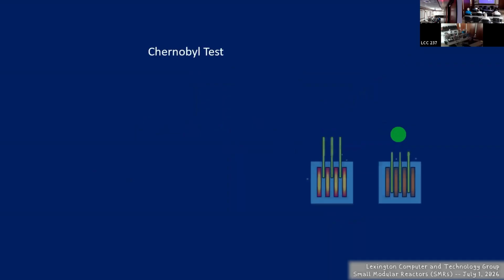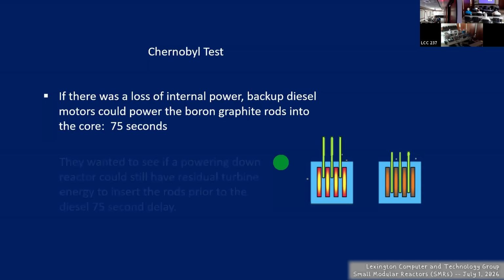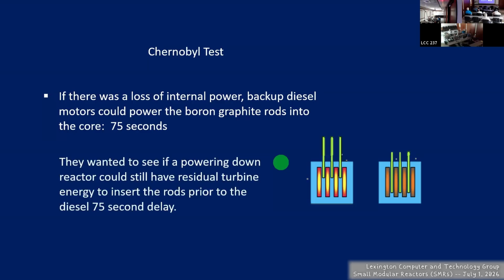So now the Russians wanted to do something which was inherently reasonable. Here are their control rods. Here they're down, here they're up. Here it's hot, here it's cold. What they wanted to do was, if there's a loss of internal power, they have backup diesel motors that could power the boron graphite rods down in 75 seconds. They wanted to know if the residual turbine energy, since the turbines are heavy and spin, could push the rods down faster than 75 seconds. That was a very reasonable thing to do. Just power the thing down and see if the rods could be powered down. You can always use the diesels.